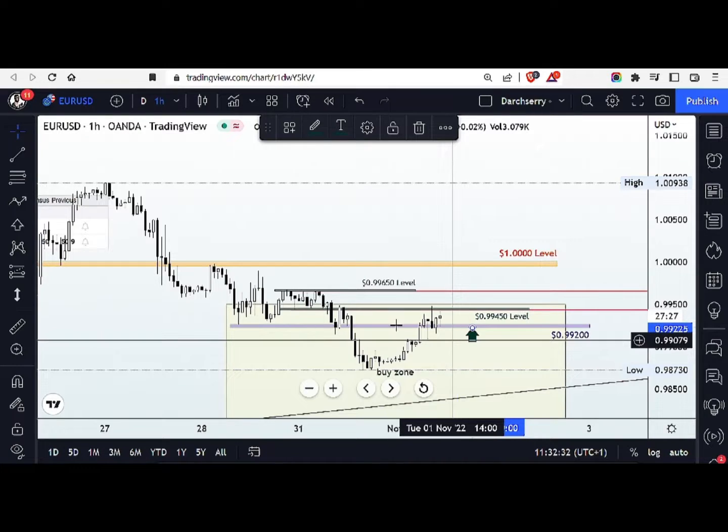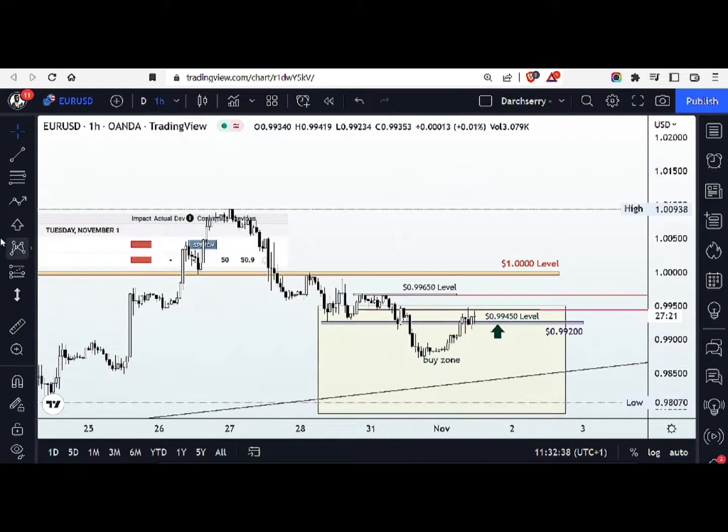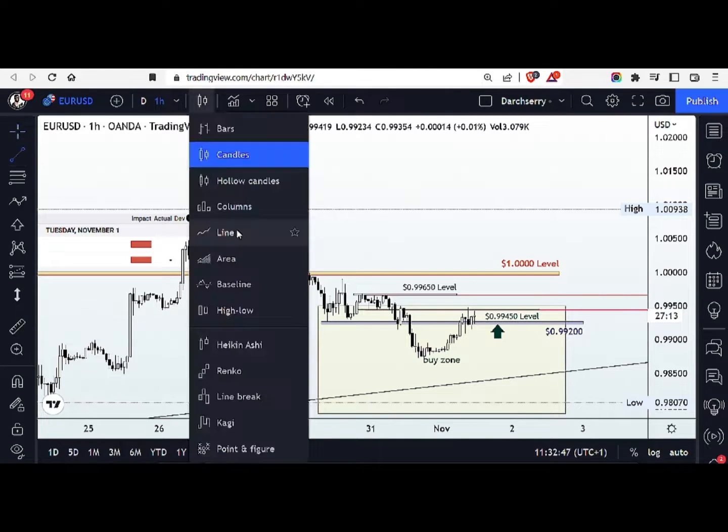And the current structure we have here is tending towards a bullish momentum at this point, considering that buy zone we identified earlier. So the next thing I want to be doing here is to identify a structure which will make our job easier to identify trading opportunities during the New York session today.